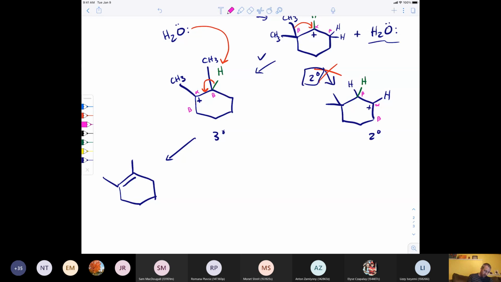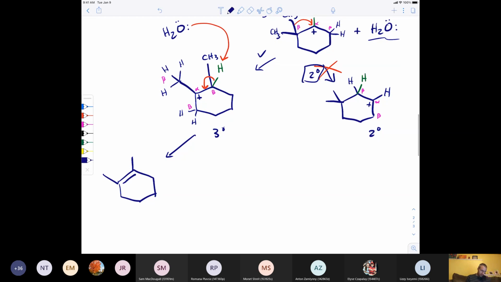Now notice there are 2 other beta carbons with hydrogens, right? There's hydrogens here, and that CH3 up there is all hydrogens. So we took the green one there to make that product. If instead we picked one up off the methyl, you could imagine making that product instead.